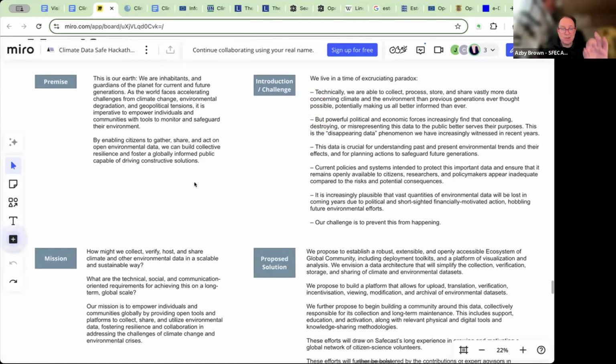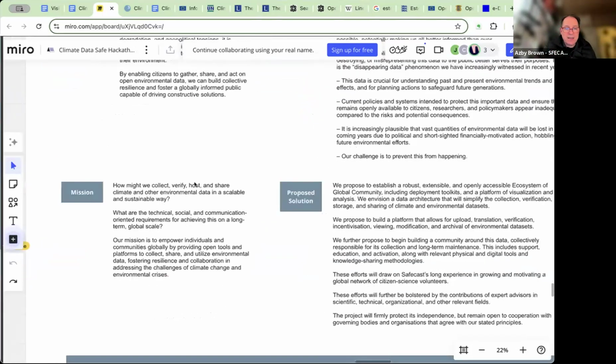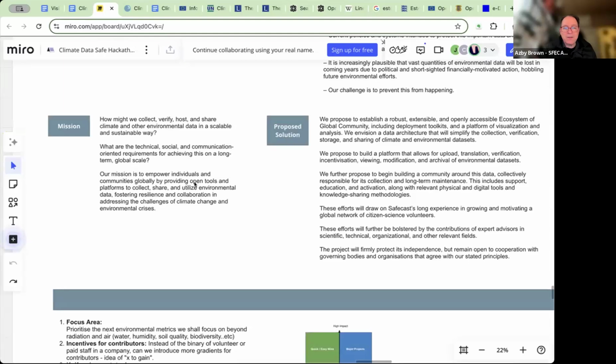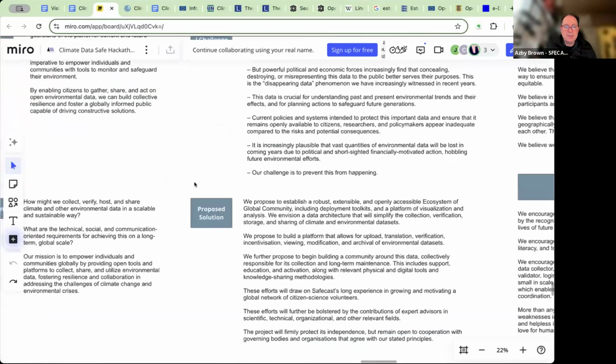Great text from Tim and Jody. Mission statement: how might we collect, verify, host, and share climate and other environmental data in a scalable and sustainable way? What are the technical, social, and communication-oriented requirements for achieving this on a long-term global scale? And then this is basically from Tim. Our mission is to empower individuals and communities globally by providing open tools and platforms to collect, share, and utilize environmental data, fostering resilience and collaboration in addressing the challenges of climate change and environmental crises. So that's the mission statement.